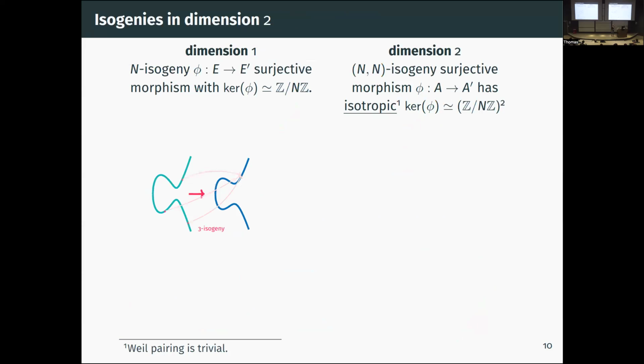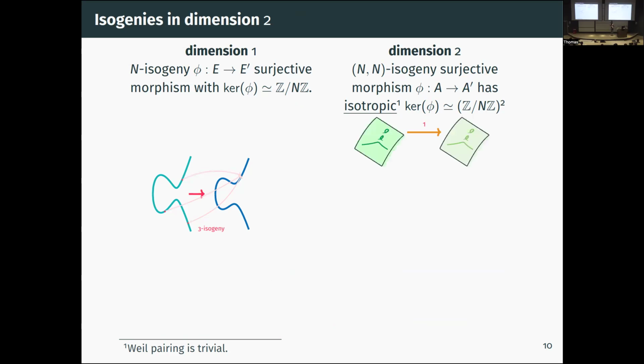Okay, but so now we know a bit how these objects look like that we have in dimension 2. And the question remains, what about isogenies in dimension 2? So as a reminder, before we talked about n isogenies in dimension 1. So those were just isogenies that had as kernel a cyclic group of order n. Now in the 2-dimensional setting, we look at maps that have as kernel the product of 2 cyclic groups of order n.